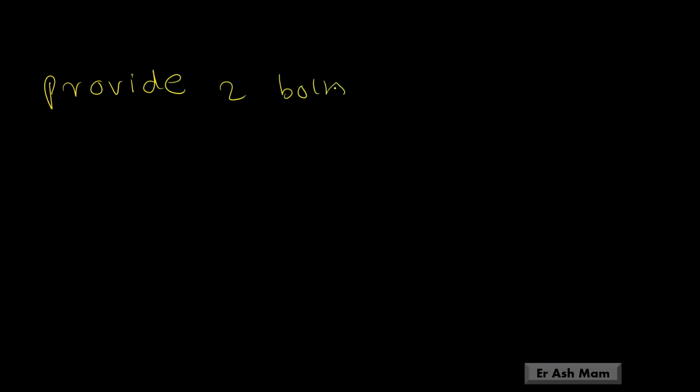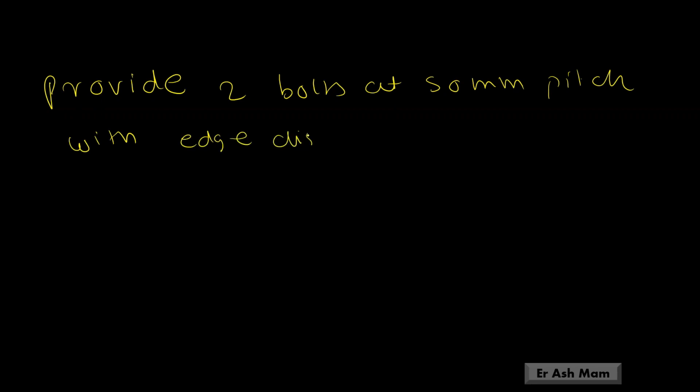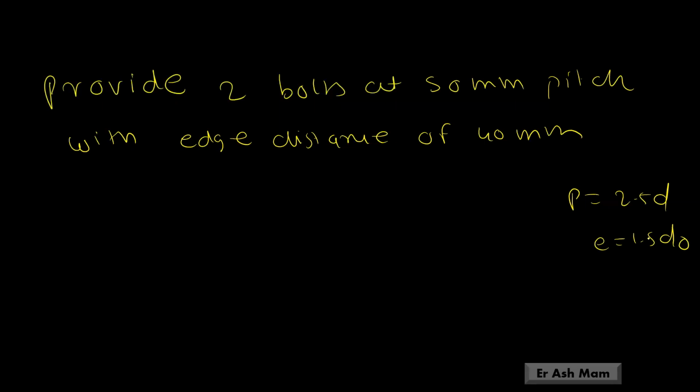Therefore, provide 2 bolts at 50 mm pitch, 2.5 into diameter, with an edge distance of 40 mm. Pitch is 2.5 times the diameter, and edge distance is 1.5 times the diameter of the hole. The diameter is 20 mm and the diameter of the hole is 20 plus 2, 22 mm. So you can calculate.